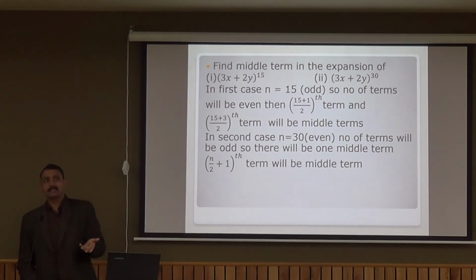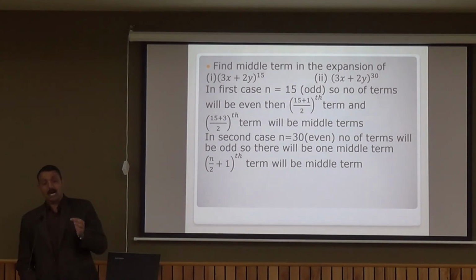Now we have to find the middle term. The middle term, we have done simply. It depends on the power. If the power is odd, the number of terms will be even. If the power is even, the number of terms will be odd. So simply we can say that.